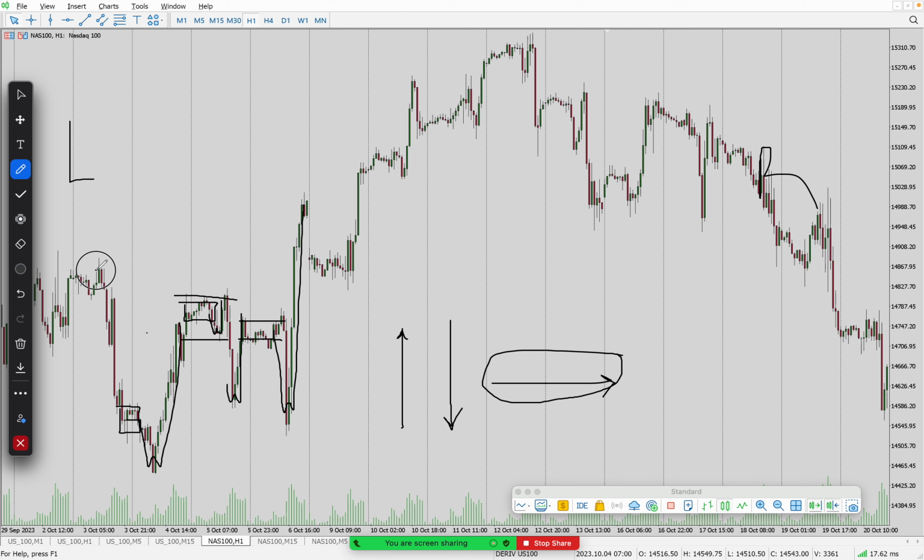I made an annotation like this here. Okay, I'm not trying to throw out support or resistance. This is an old high. Now gather this.